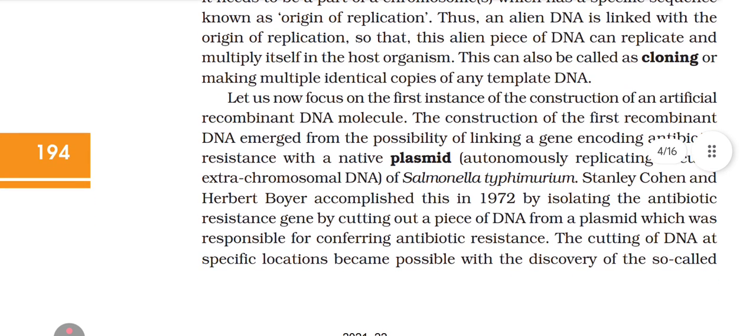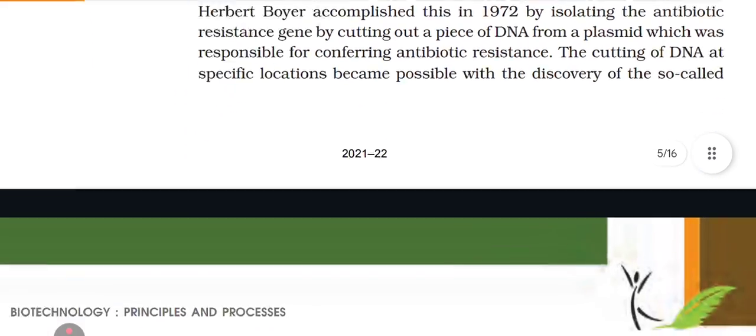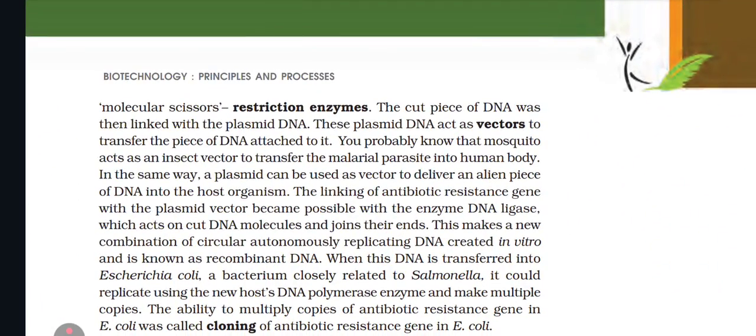The cutting of DNA at specific location became possible with the discovery of the so-called molecular scissors, restriction enzymes. The cut piece of DNA was then linked with the plasmid DNA. These plasmid DNA act as a vector to transfer the piece of DNA attached to it. You probably know that a mosquito acts as an insect vector to transfer the malarial parasite into the human body. In the same way, a plasmid can be used as a vector to deliver an alien piece of DNA into the host organism.